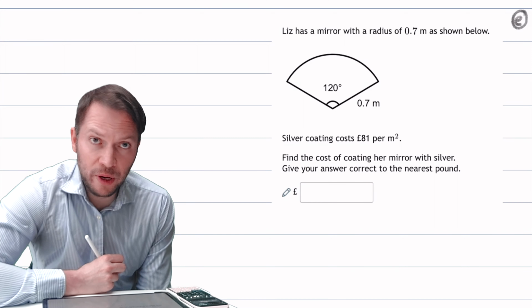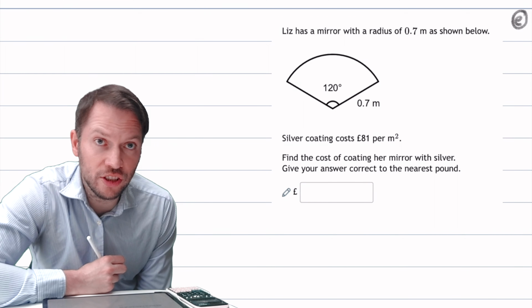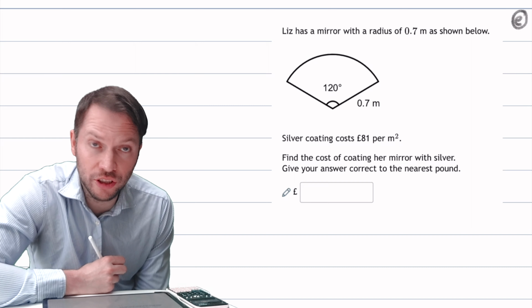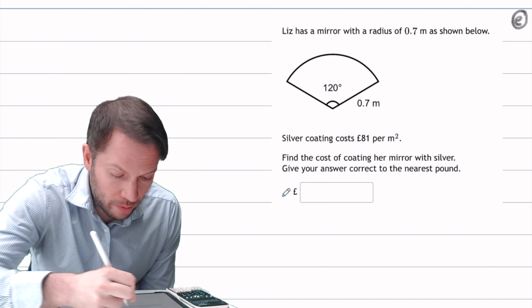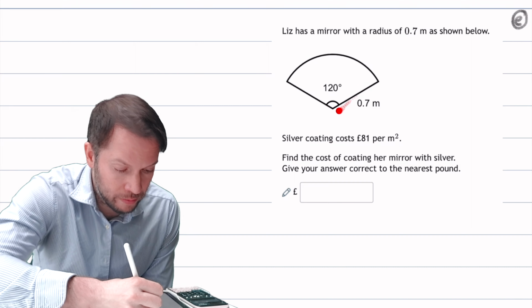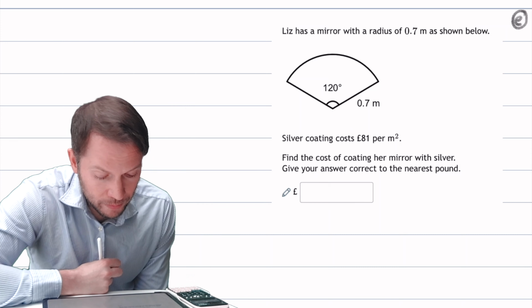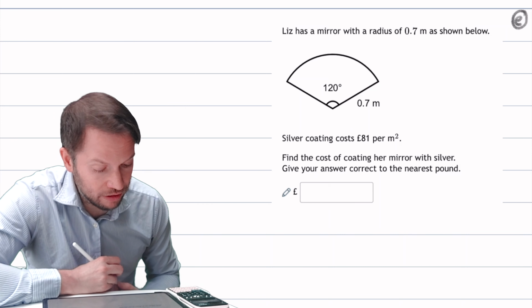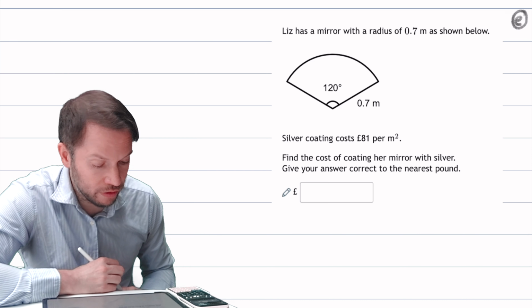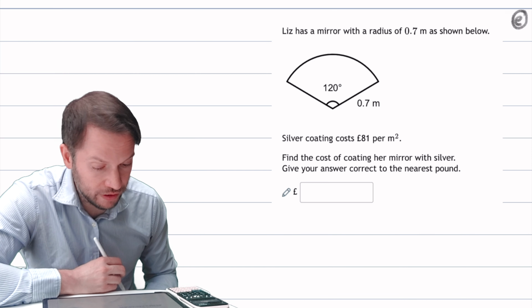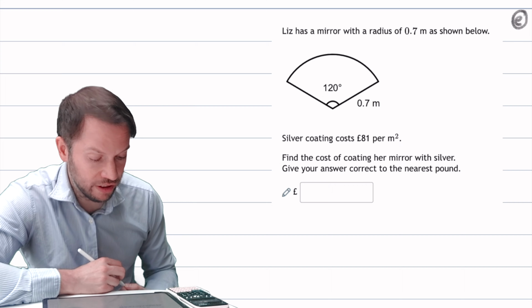Hi, in this video we're going to make some kind of cost calculation involving a fraction of a circle. So we've got a mirror and it has a radius of 0.7 meters as shown. Now silver costs £81 per meter squared. Find the cost of coating the mirror with silver. Give your answer correct to the nearest pound.